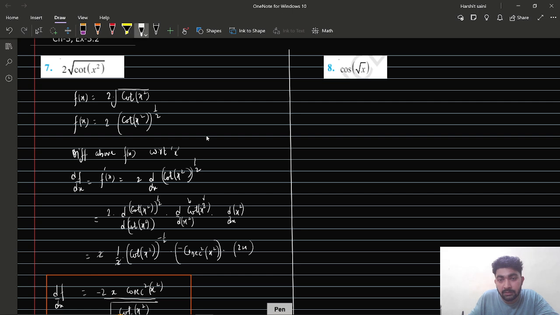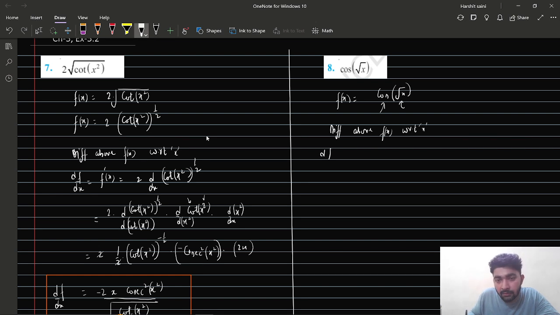What function is given? The function is f of x is equal to cos of square root of x. Okay, and how can we differentiate this function? You can see the outer function is cos x and the inner function is root of x. So again differentiate, how can we differentiate f of x with respect to x, we need to differentiate.